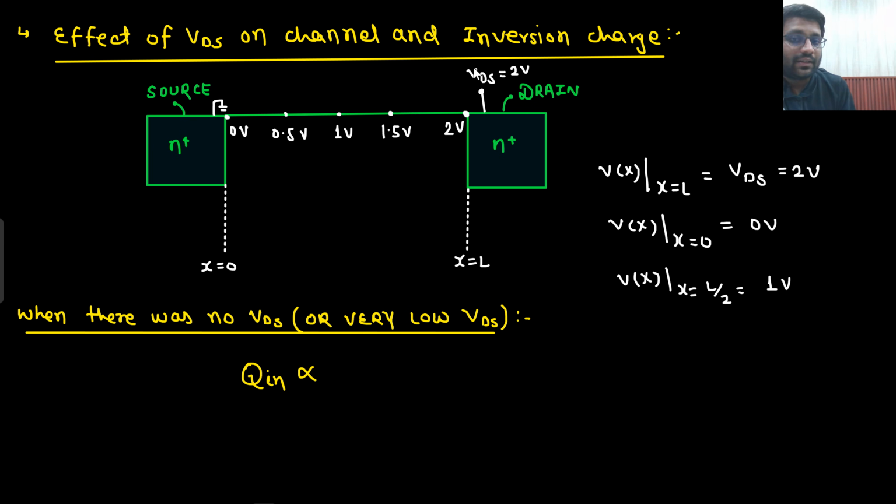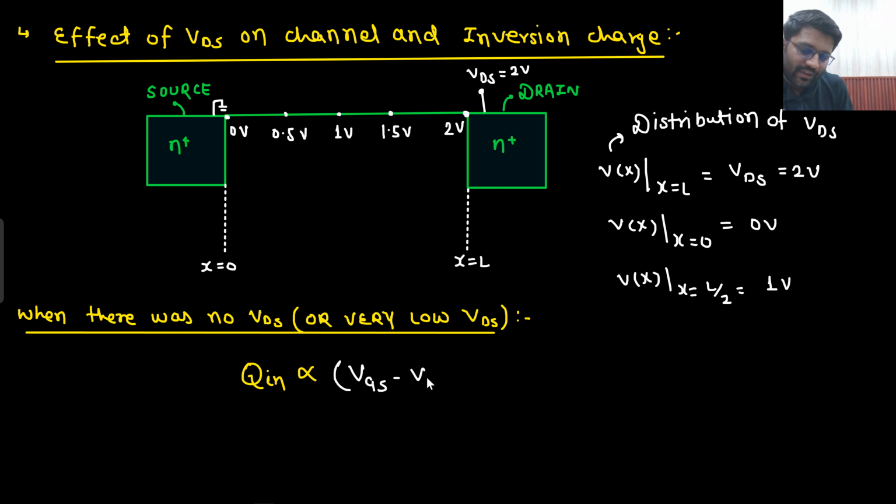Sir, let's just talk about the distribution of VDS. Distribution of VDS. Say yes or no. Okay. Now when there was no VDS, or when your VDS was very low, then your inversion charge was proportional to VGS minus VT only, right?